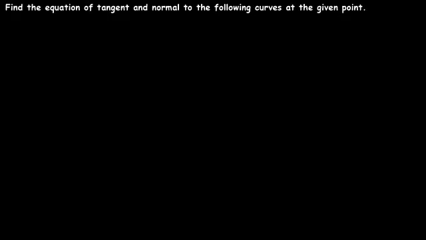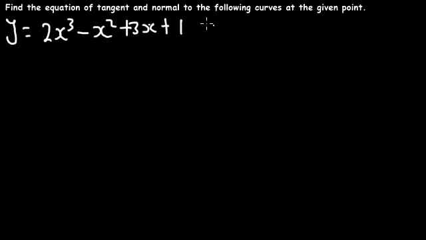Find the equation of tangent and normal line to the following curves at the given points. So example number 1, consider the curve y equals 2x cubed minus x squared plus 3x plus 1, at x equals 1. Perfect. So the goal is to determine the equation of tangent and normal line to this curve.